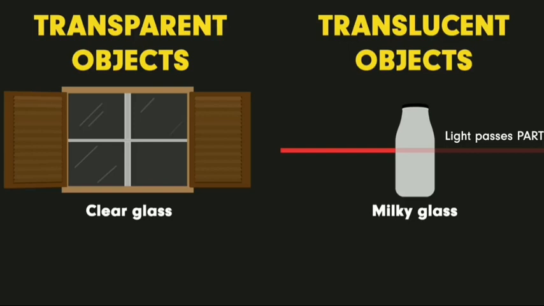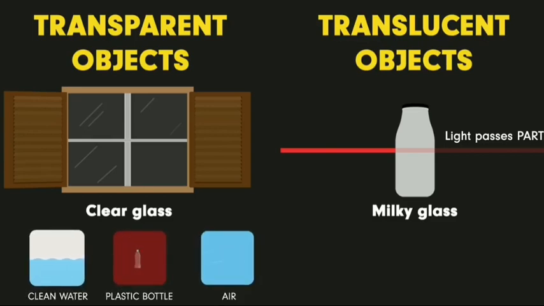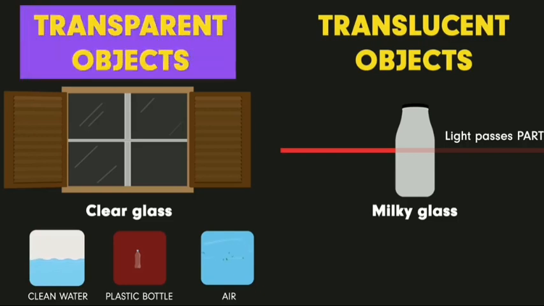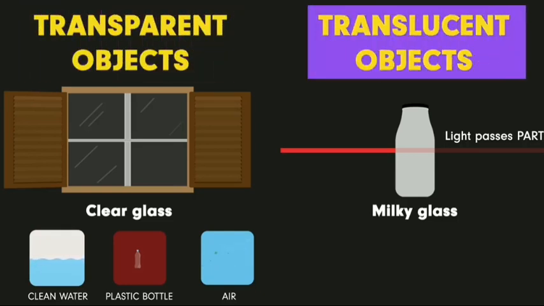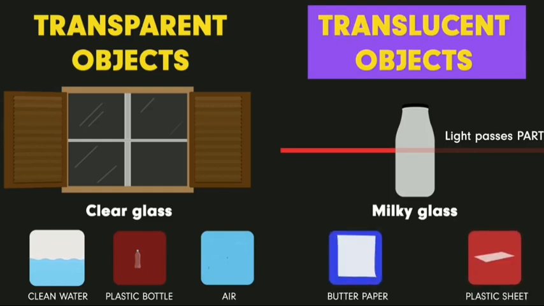But can you think of other transparent or translucent objects? Yes, clean water, glass, clear plastic bottles and air are all examples of transparent objects. Can you think of examples of translucent objects? Yes, butter paper, thin sheet of plastic, milky glass are a few examples of translucent objects.